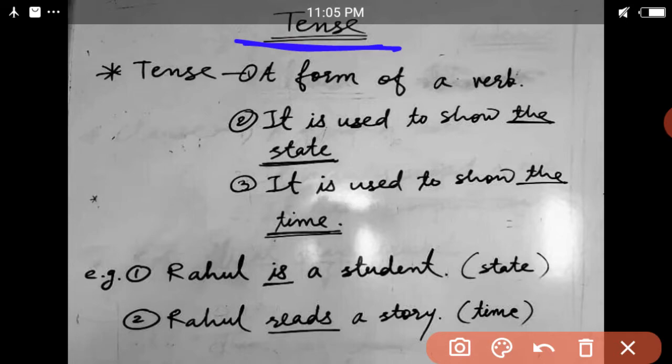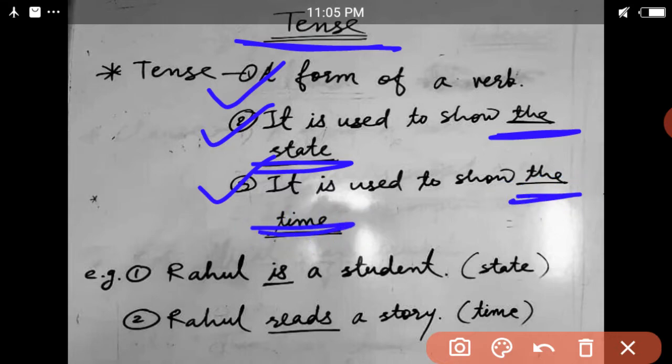Tense is a form of a verb. That is, whatever tenses are there, they are related to the forms of verb. Next, it is used to show the state. What is state? How the subject is, especially when there is no action verb in the sentence. At that time, the sentence can show the state, or the verb in that sentence can show the state. Next, it is used to show the time.